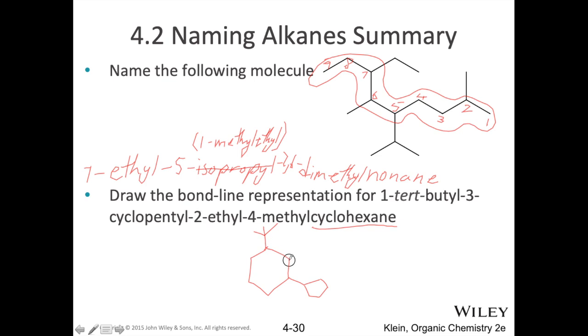At my number 2 position, I have an ethyl group. So there's my number 2 position. Ethyl tells us we have 2 carbons, so it's 1, 2 carbons branching off. At the number 4 position, I have a methyl group. So 1, 2, 3, 4. So here's my number 4 position, and my methyl group would have just 1 carbon. So I draw that single carbon-carbon bond, and there's my molecule. I've accounted for all of the substituents in this molecule. I'm done with that structure.